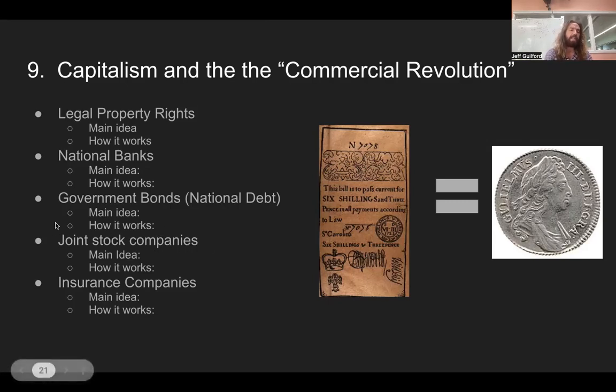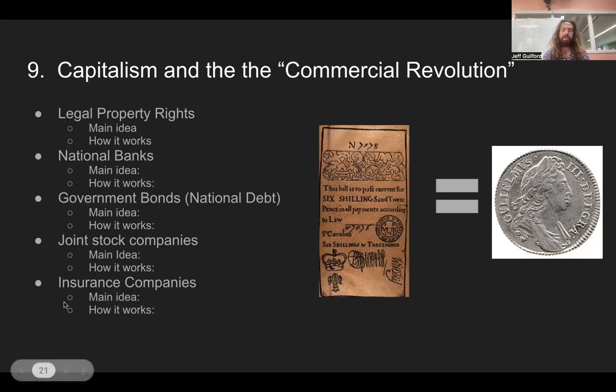This allows for massive amounts of capital to be invested in huge projects that in some cases are doing the work of empire for the government. We'll talk about this more later.